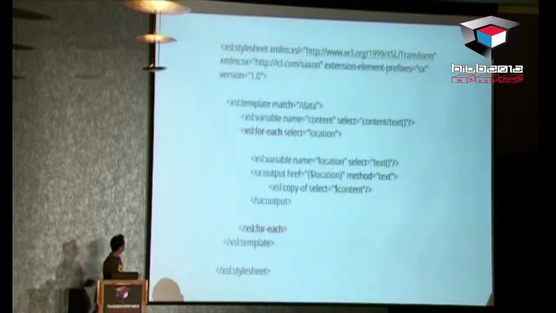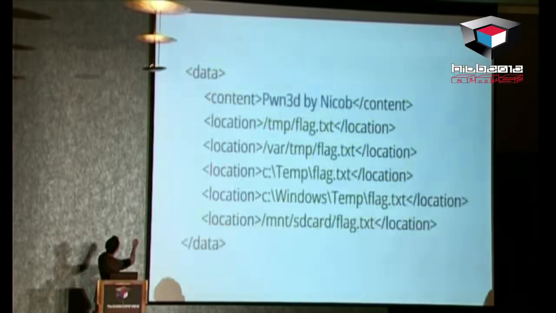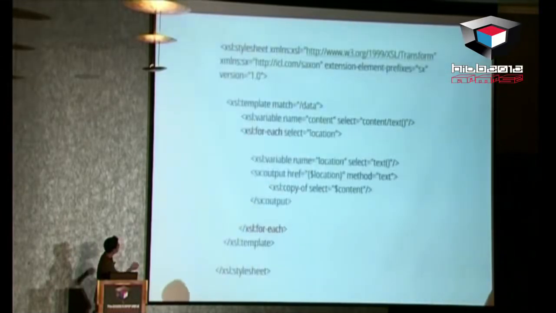So we get this kind of loop. You need to see the root tag is data, and then location. So we go to the root tag, and for each location, we get the value, and we try to create a file in this location with this content. So we effectively have a for loop.